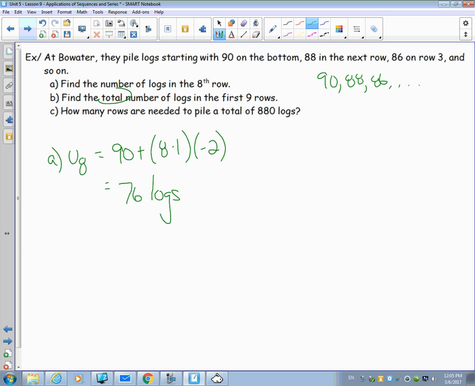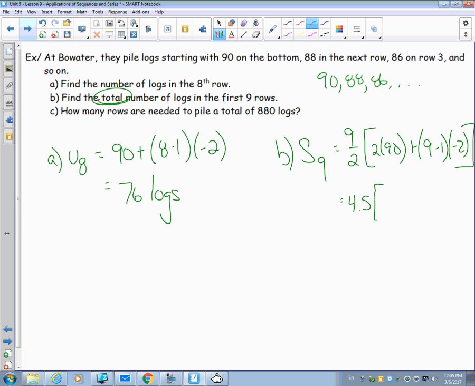Part B, find the total number. I like that word, total. So S8, oh, that was not 8 this time, it's 9 this time. So S9 equals n over 2, 2 times U1, and I'm using the long one this time because I don't know the 9th term, though I could pretty much figure it out pretty quickly, so I know the 8th one. Just good practice. So 9 minus 1, and my d is negative 2. Okay, so we have 4.5 times 180, minus 8 times 2. And I get a total of 738 logs.